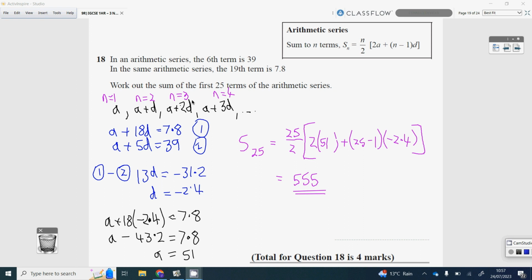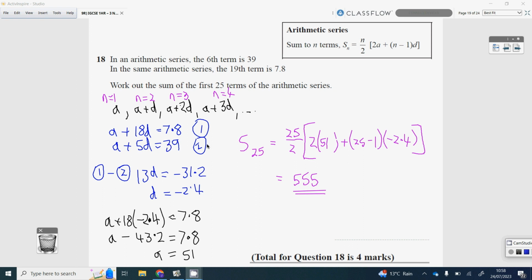So you can see there's this difference of 1 between the position and the number of Ds. So for the 19th term, for example, that's going to be when n is 19, D will be 18. So A plus 18D is going to be 7.8. I'm calling that equation 1. And similarly for the 6th term, that's when n is 6, so D will be 5. So A plus 5D equals 39.